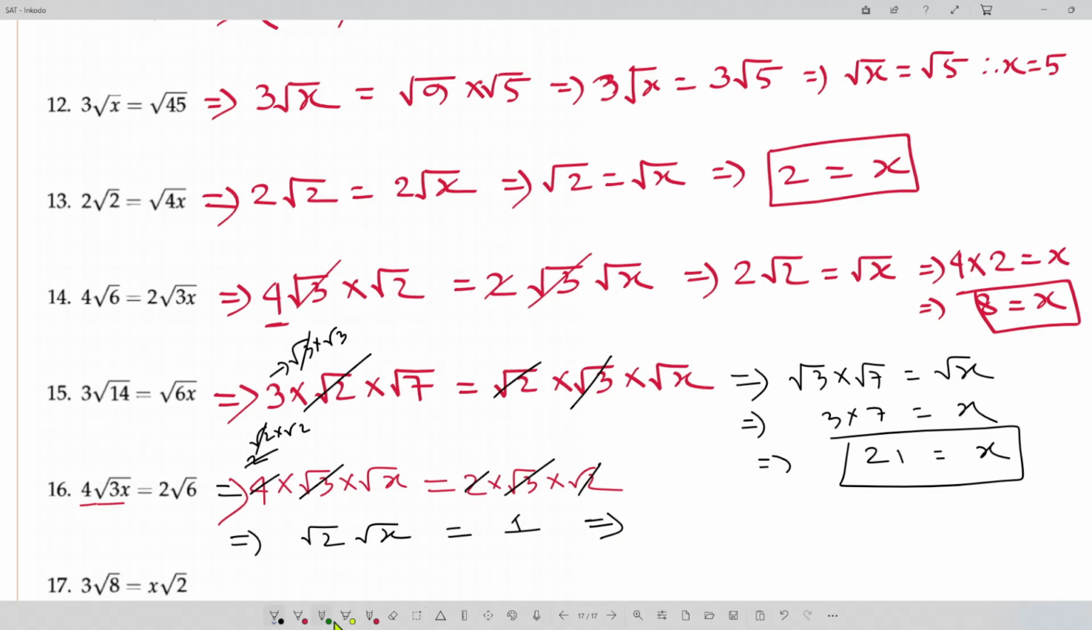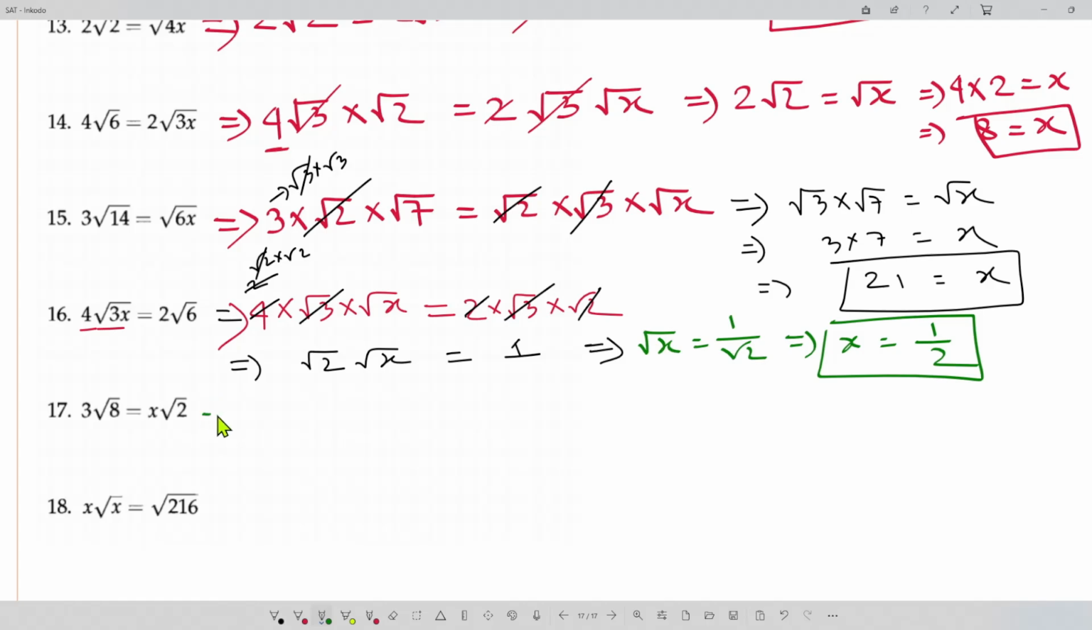Then we can write root x equals 1 by root 2. Once we square both sides, we will get x equals 1 by 2, and this is our answer.